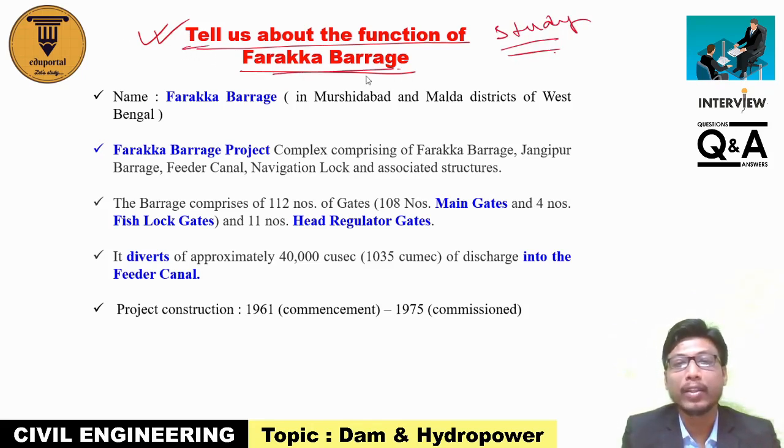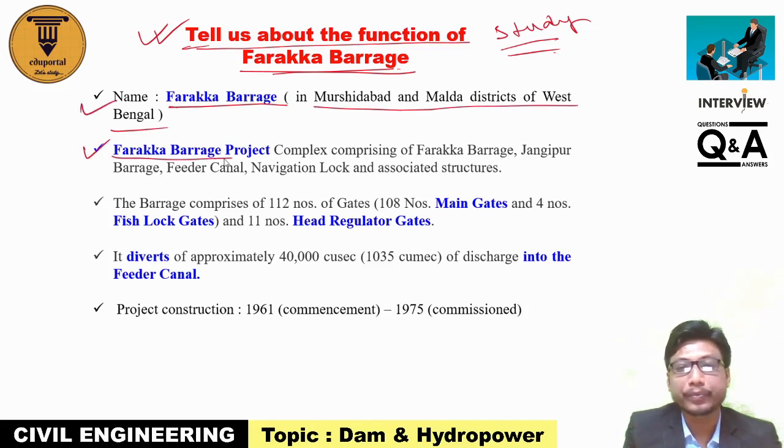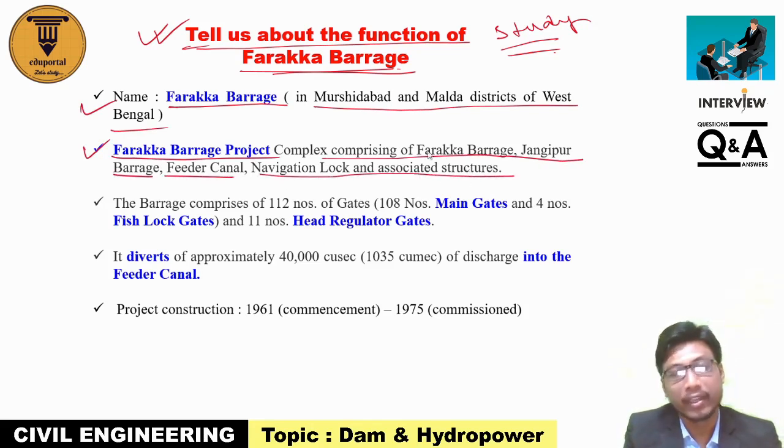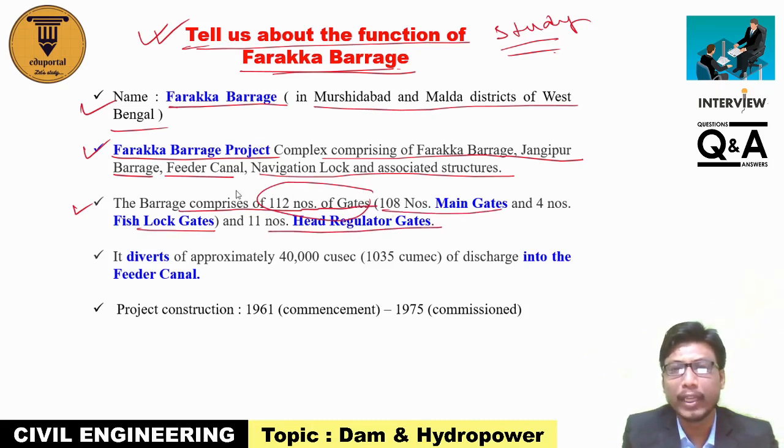The name of the barrage is Farakka barrage, in Murshidabad and Malda district of West Bengal. The Farakka barrage project is a complex project comprising Farakka barrage, Jangipur barrage, feeder canal, navigation lock, and associated structures. The barrage comprises 112 gates, and as you know, on a barrage the flow of water is controlled through the gates. So here 112 gates are there: 108 main gates, 4 fish lock gates, and 11 head regulators. Not that much information is required.